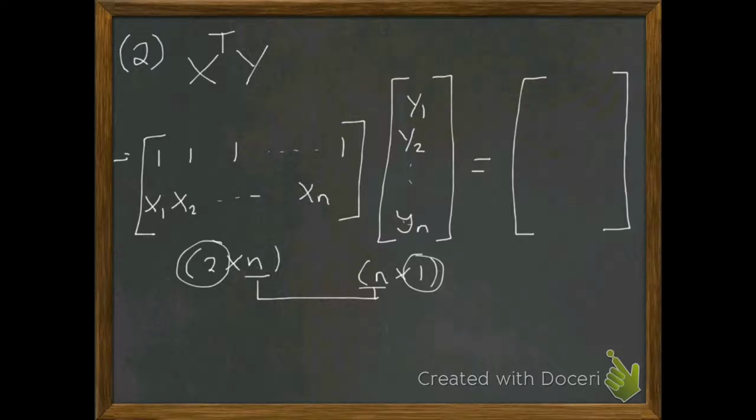So linear combination of the first row with the first column is going to give 1 times y1 plus 1 times y2 plus 1 times y3 plus 1 times yn. Guys, there should be no doubt in your mind, this is just the sum of the y's. The next, we're going to get x1 times y1 plus x2 times y2. So there really shouldn't be much debate about what this is. It's just the sum of the products of x sub i times y sub i.